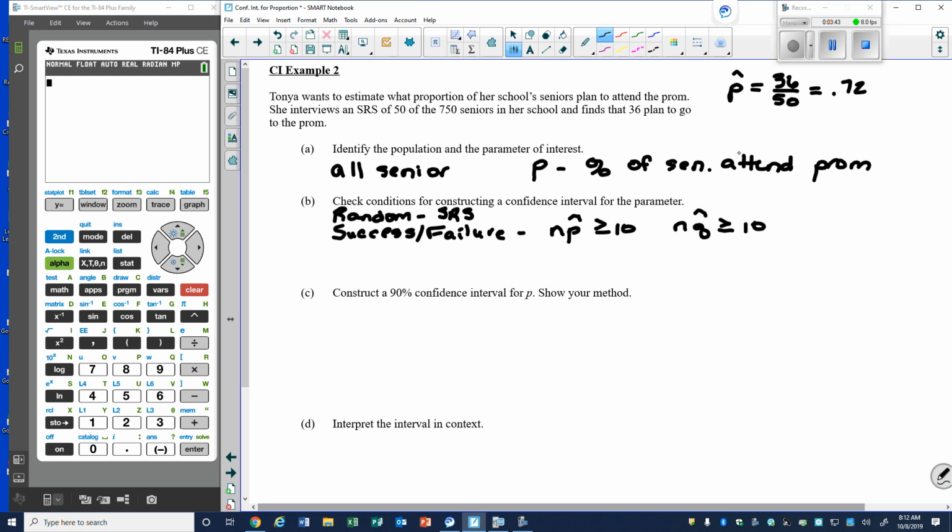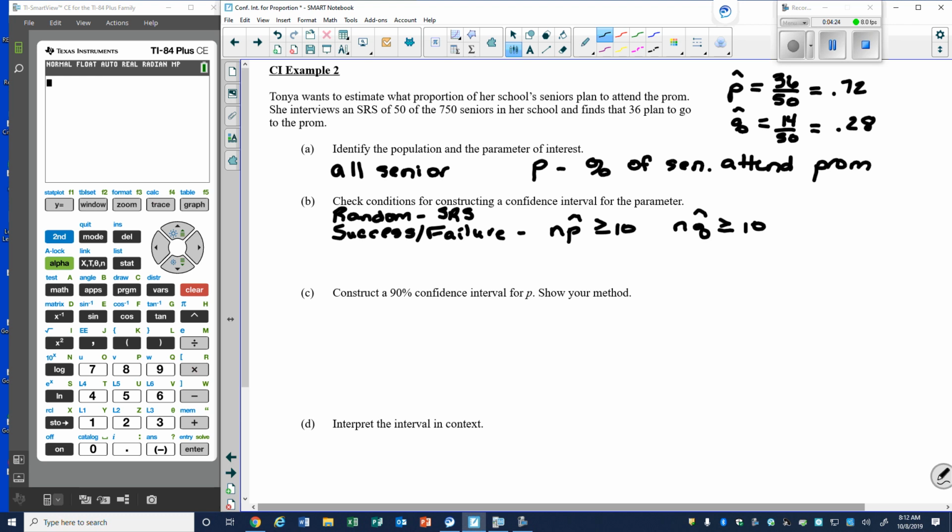The q hat is going to be the percent of failures. So if I know 36 out of 50 are going to the prom, if I just subtract that 36 from 50, that's going to leave me with 14 people out of 50 that are not going to the prom. Or we could just take 0.72 and subtract it from 1 to get the other part of this percentage. You could look at it either way. So this should give me 0.28, 28% of those seniors that are not going to the prom.